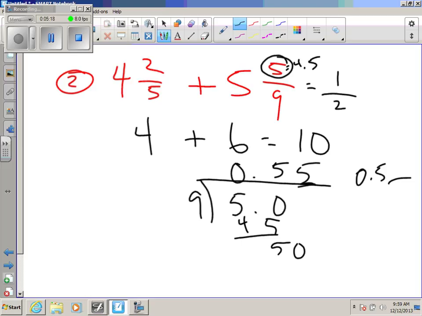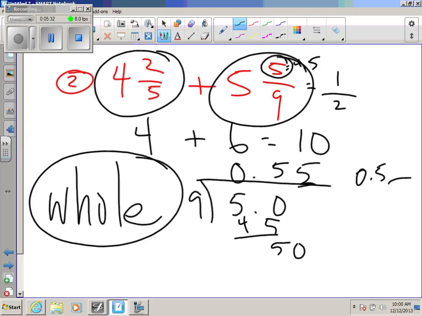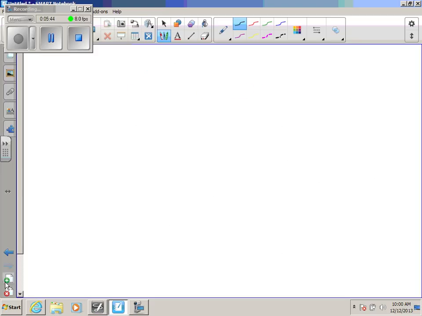No. Because we have very specific rules. When we work with mixed numbers, you round to the nearest whole. So if you say 4.5 and 5.5, you're not rounding to the nearest whole because you still have a fraction. Okay? So that's why it would not be acceptable. Anything else on 1 through 6?